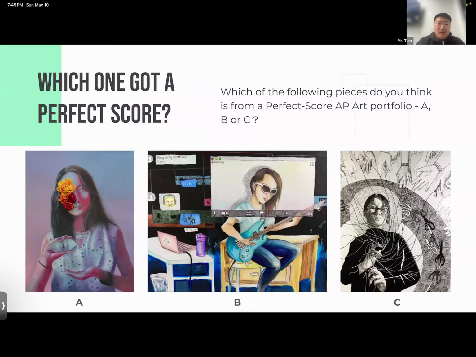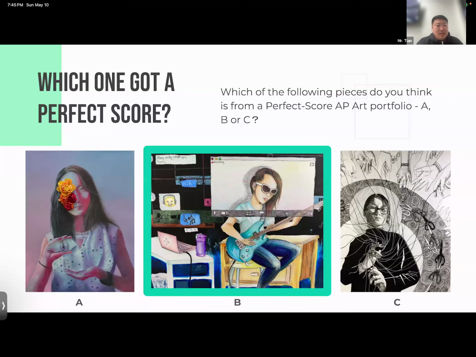First of all, we want to take a look at these three AP art works from our students on the screen and guess which one you think got the highest AP score. I believe most people will probably choose the works that look more realistic and technically strong. But actually, the highest scoring work is the second one, work B. Interestingly, this piece is probably the weakest one in terms of the art skill.